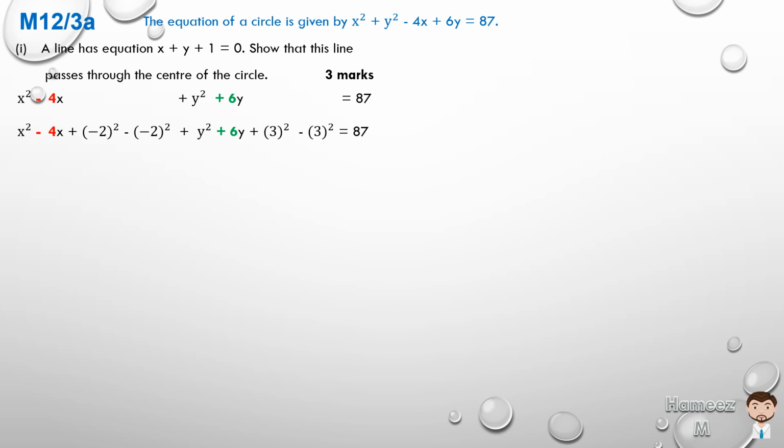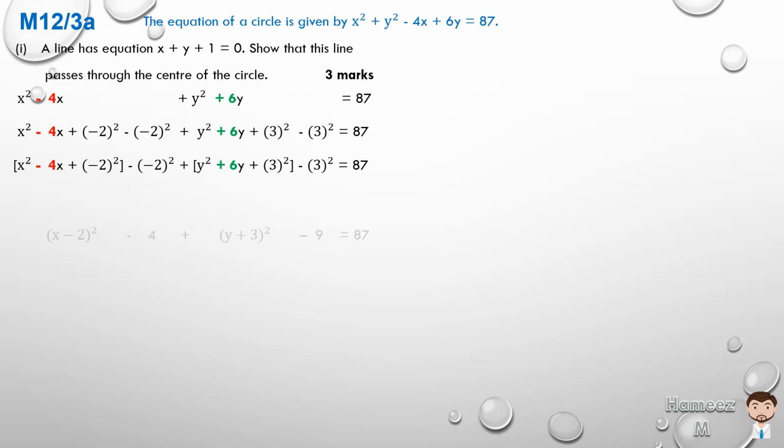So we're adding these and subtracting the same amount. So we're not actually changing it. And we'll do the same thing with the y's. And we have the coefficient of y in green. So that means plus y squared plus 6y plus half of 6 is 3 squared minus 3 squared is equal to 87. We can now complete the square by saying x squared minus 4x plus minus 2 squared, and let's see for the minus 2 squared outside. And let's do the same thing for the y. So we're going to get y squared plus 6y plus 3 squared minus 3 squared is equal to 87.